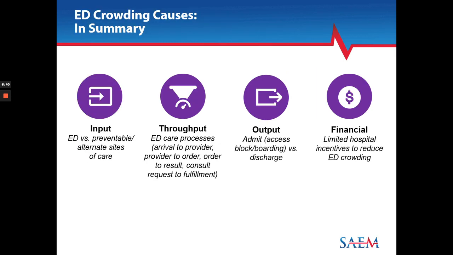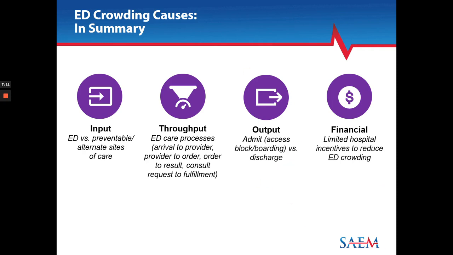So in summary, today we discussed 4 drivers of ED crowding. Input factors. And when we talk about input factors, we talked about addressing ED visits for conditions that could be addressed at alternative sites of care, or for conditions that could be prevented altogether through better primary care. We discussed throughput factors, and in particular, the idea of reducing time from arrival to provider evaluation, from provider evaluation to order placement, from order placement to order resulting, and from consult request to consult fulfillment.